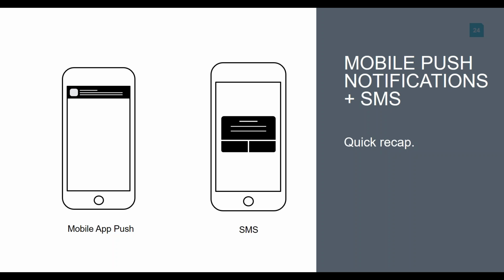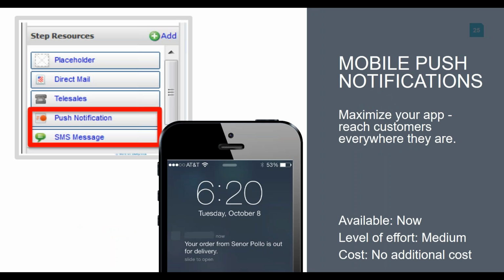And then SMS is simply a text message. Almost anybody who has a mobile phone right now can receive text messaging, so that concept is pretty universal. So this is some really exciting news. Now mobile push notifications have been added to programs. So beyond just sending emails, now you can use the Programs tool in Silverpop to send out mobile push notifications.